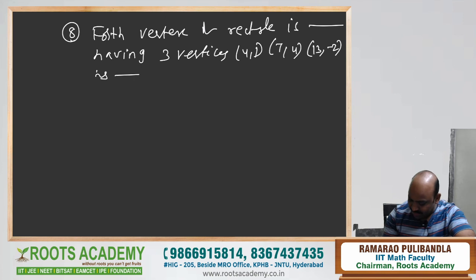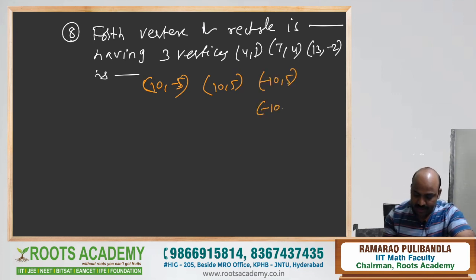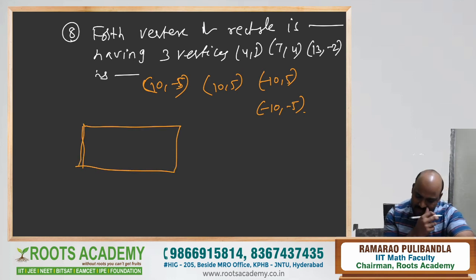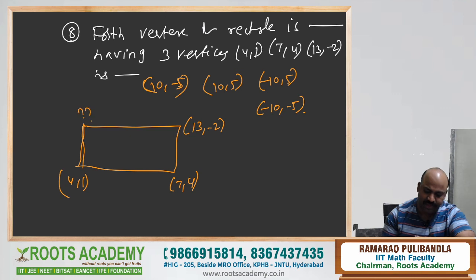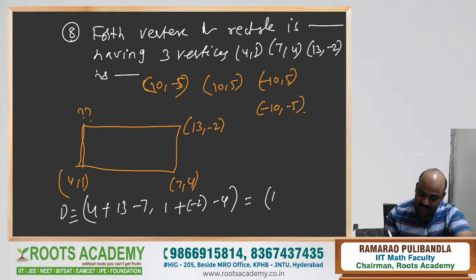So the options they gave are 10 comma minus 5. You can directly, just by observing it, say 10 comma minus 5, and minus 10 comma 5, and minus 10 comma minus 5, like that they gave. Very simple, no? So they gave 4 vertices like this: 4 comma 1, 7 comma 4, 13 comma minus 2. What you can do, just add these two, subtract this: 4 plus 13 minus 7 comma 1 plus minus 2 minus 4. So what will we get? 10 comma minus 5. So option 10 comma minus 5 means option 1.